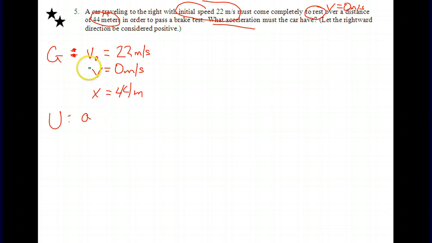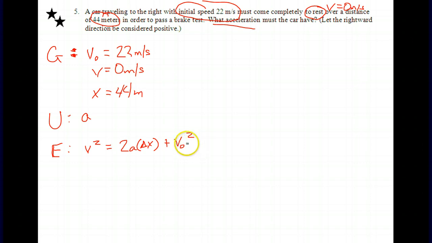So we've got to go find a formula with final velocity, initial velocity, distance or displacement, and acceleration. Well, that equation is going to be what we call our no-time constant acceleration equation, which is v squared equals 2 times the acceleration times your change in displacement plus the initial velocity squared. So what acceleration must the car have to do this?